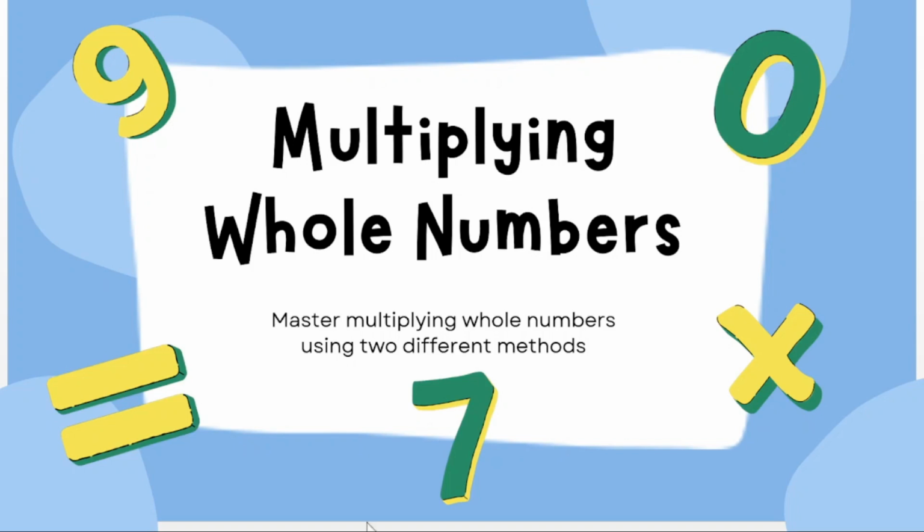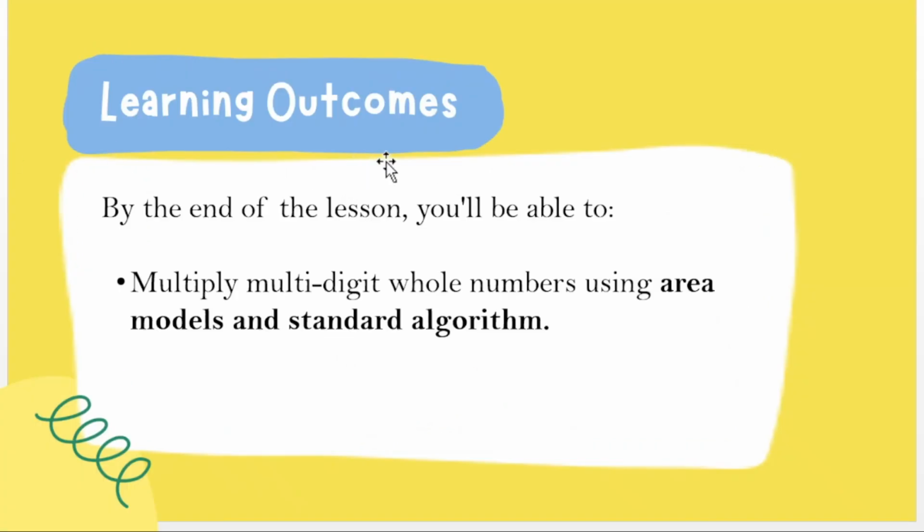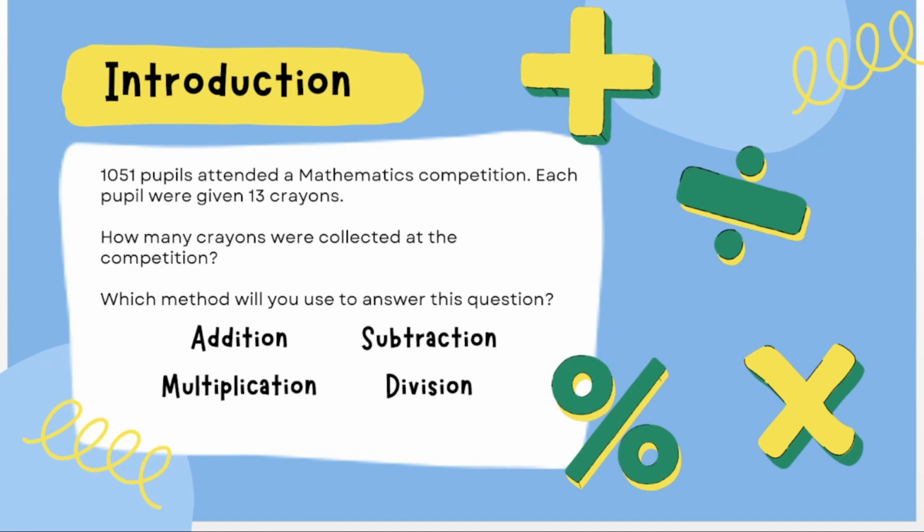So our learning objectives are this. You should be able to multiply multi-digit whole numbers by two-digit and three-digit numbers using these two methods we call the area model method and the standard algorithm. So we're going to see how both methods work. We're going to start with this little introduction.